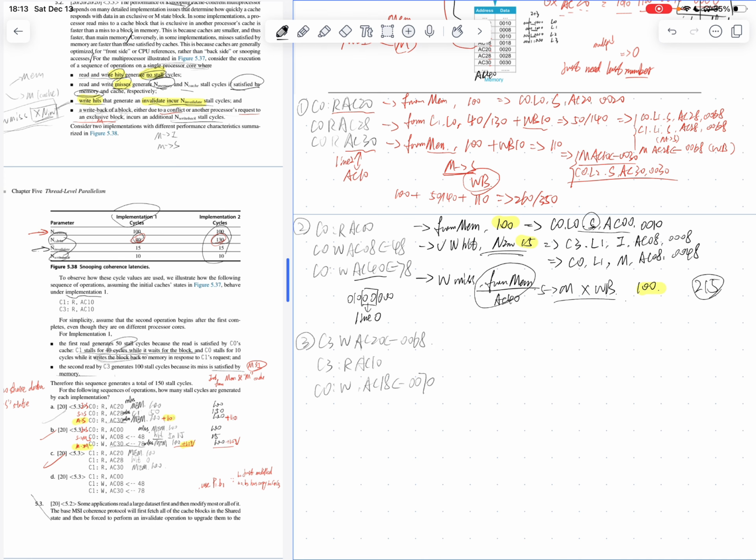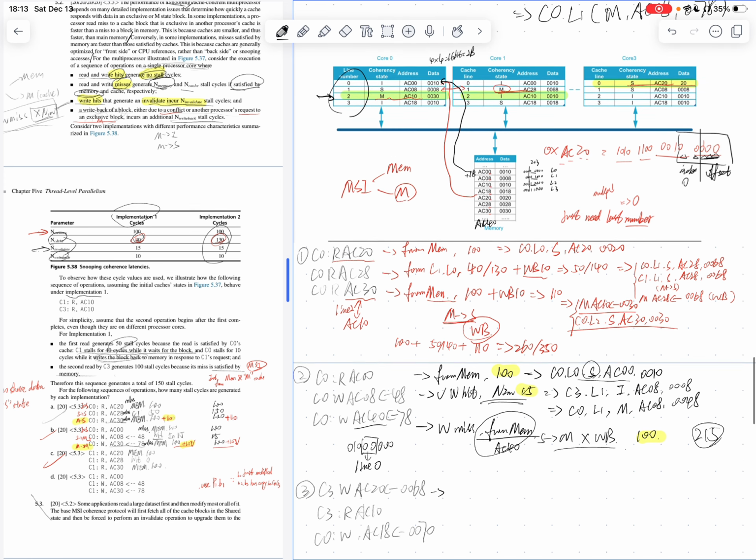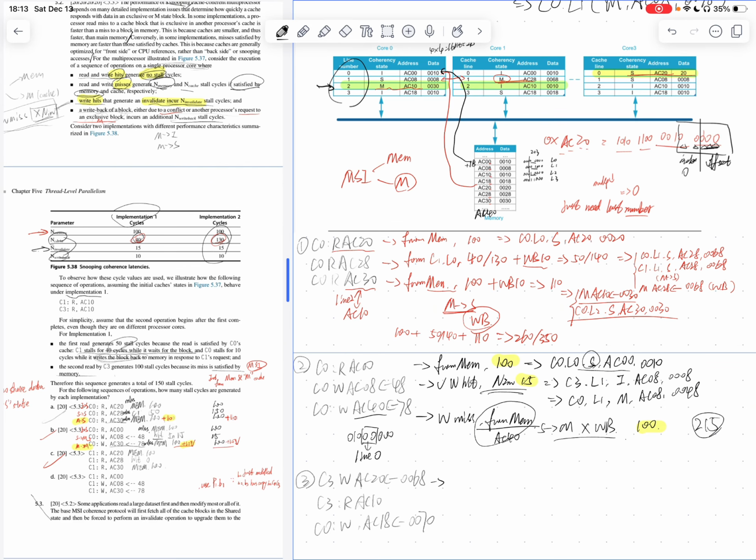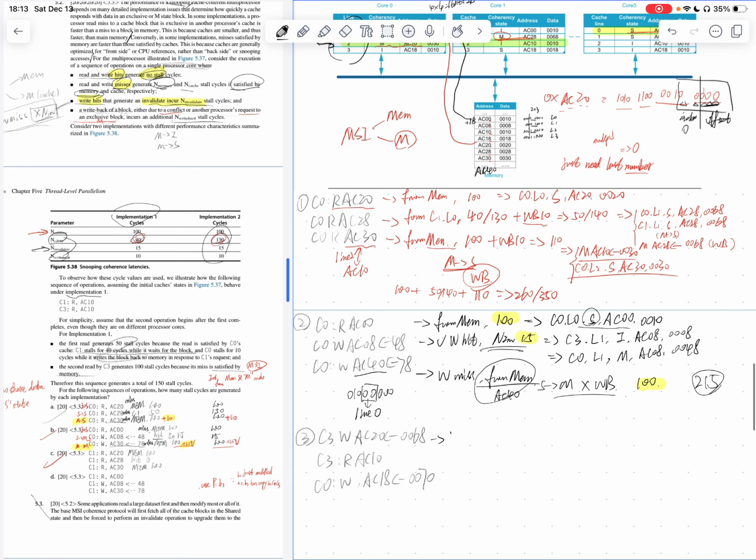So what will happen? C3, do we have AC20? Yes, we have. So it's a write hit. It will send invalid. That takes us the n invalid, right? 15. And then another is you want to read AC10.